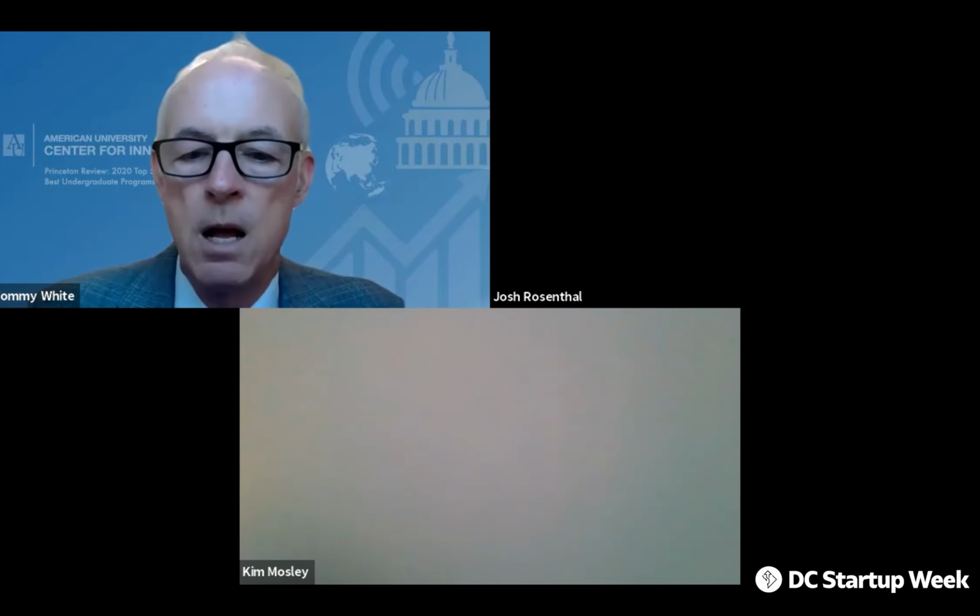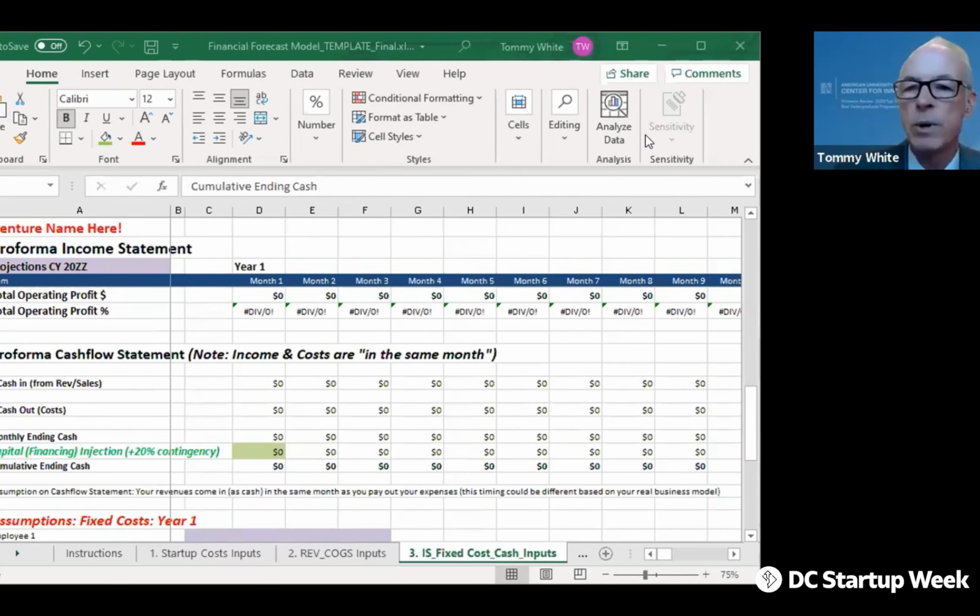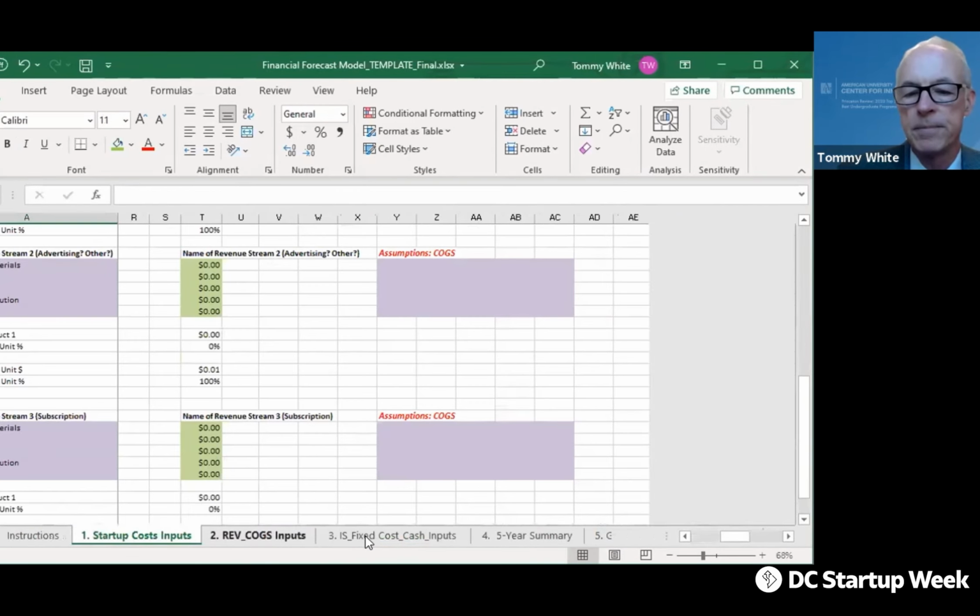All right. Okay. So let's look at the template. All right. And let me quickly orient you to the model itself. And the key thing here is there's a bunch of little worksheets going across the bottom that you can use.